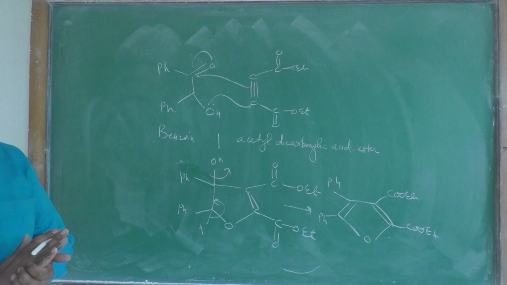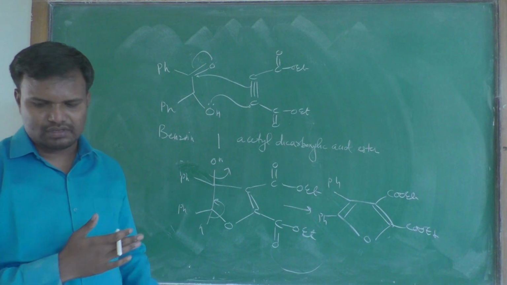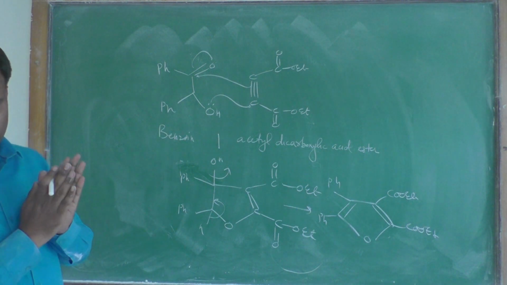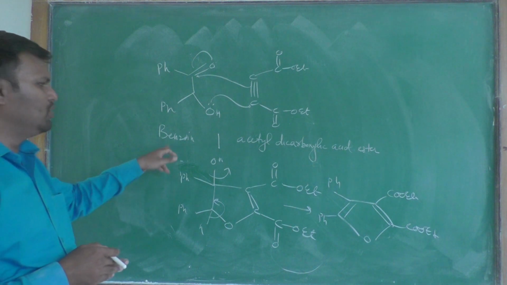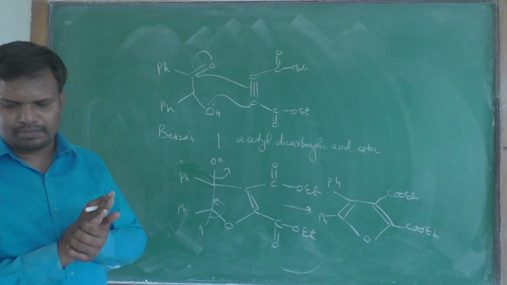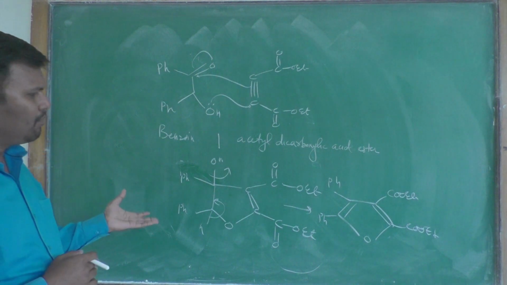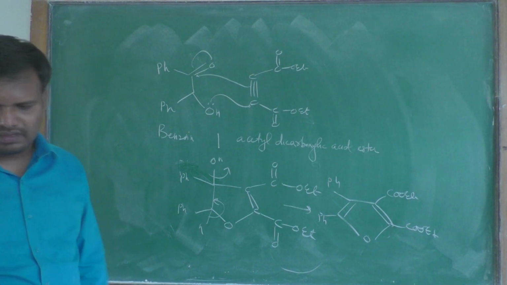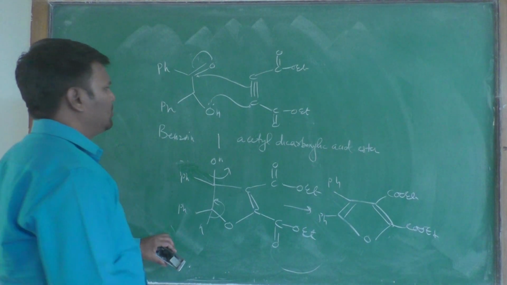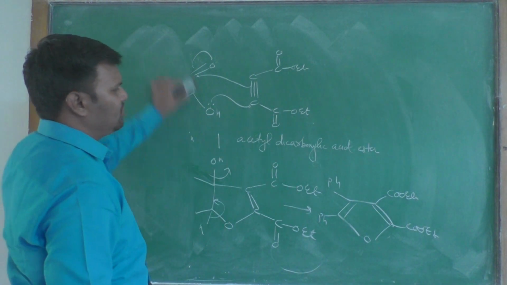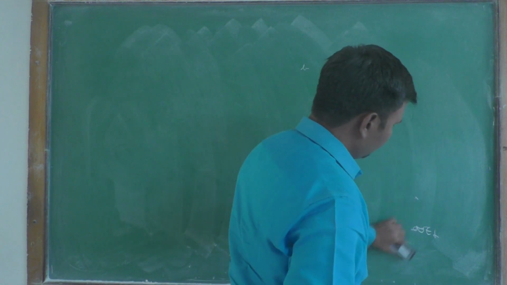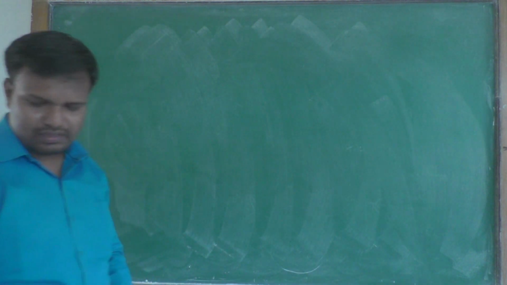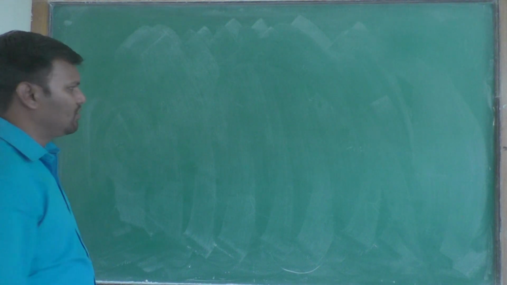And in this method, by using the acetyl dicarboxylic acid ester and the benzoin, by using these two we will produce the furans. Okay, this is one of the methods, the condensation method of the benzoin and the diacetyl dicarboxylic acid ester.